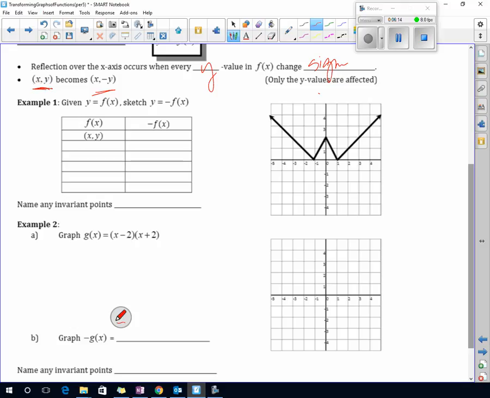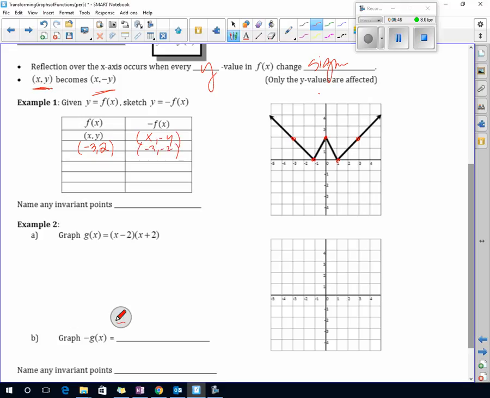So let's get some points on here so that we can reflect it. Let's pick 5 points here. So negative 3, 2 becomes what? Negative 3, 2 becomes negative 3, negative 2. Very good. Yes? Here's my mirror. Do you see that? There's my mirror.